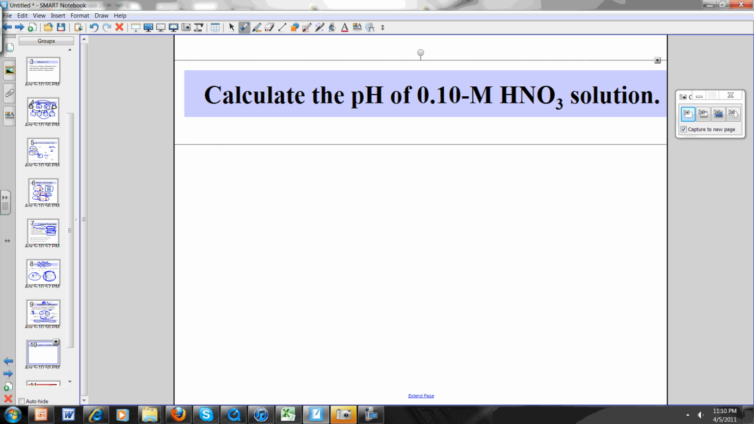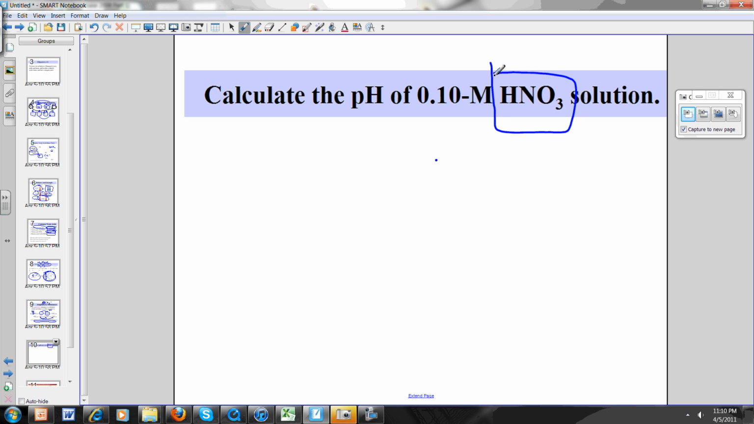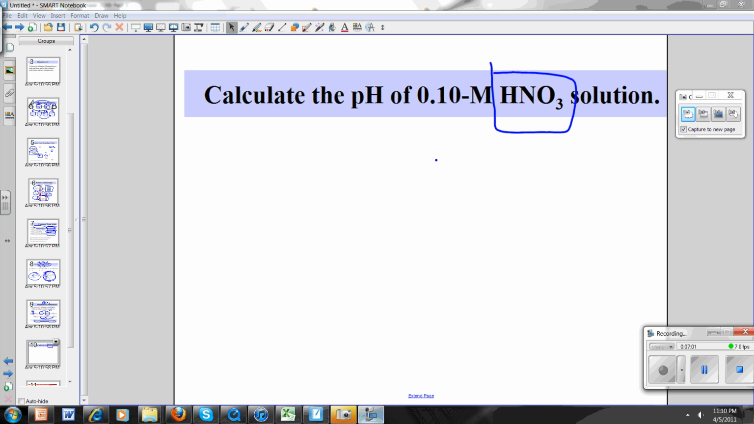The first thing we have to look at when we have to find pH is, are we dealing with a strong acid, strong base, weak acid, or weak base? In this case, HNO3 I know is a strong acid. Now if you're in the multiple choice section of the AP exam, you have to realize that you're not going to have a calculator, but decimal places matter. You can figure out pH based on decimal places.